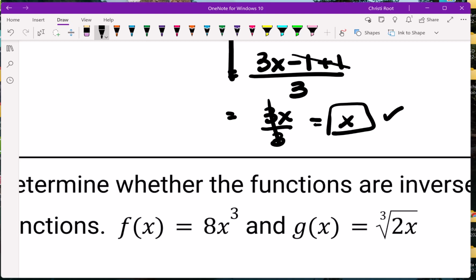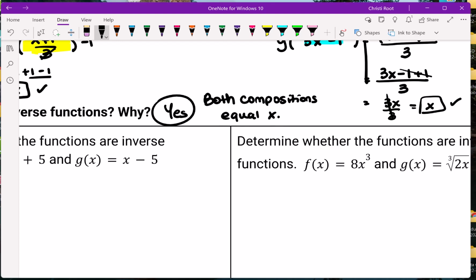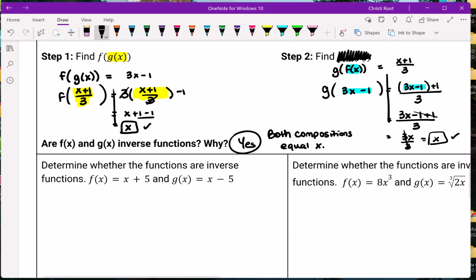And that's what it looks like when both compositions are equal to x. So if both are equal to x, then that means that yes, these are inverses of each other. Why? Because both compositions equal x. Now the good news is if you start out and you plug it in, if one of them doesn't equal x, then you can stop. You don't have to do the second one. Okay, I'm going to pause the video, and then I want you guys to try the two underneath it and hit play whenever you're done.